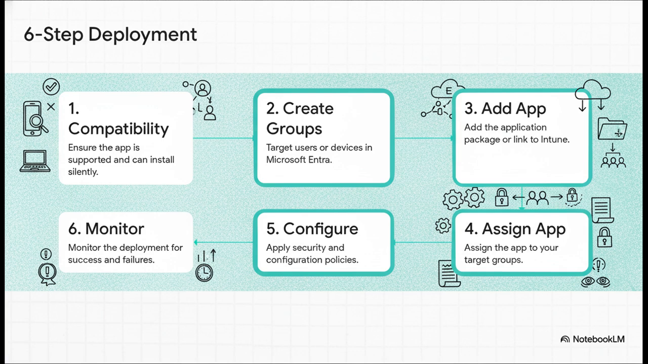First, you just confirm compatibility. Can the app even be deployed silently? Then you define who gets it by creating your user groups. Next, you pull the app into Intune and then assign it to those groups. And finally, you apply all your security rules and monitor the whole thing to make sure it worked. See? Each step just builds on the last.